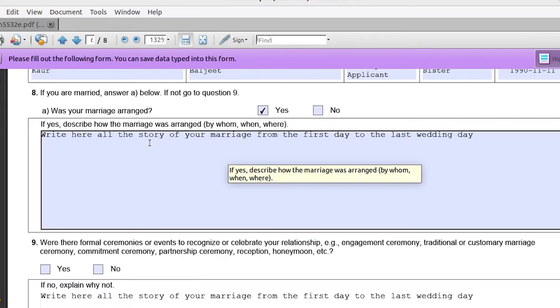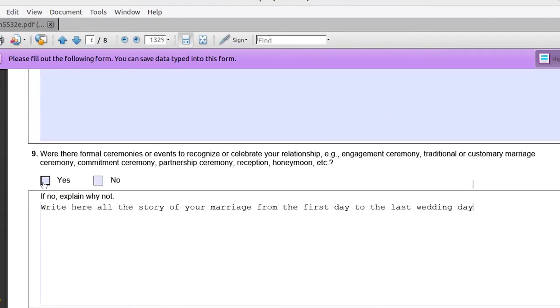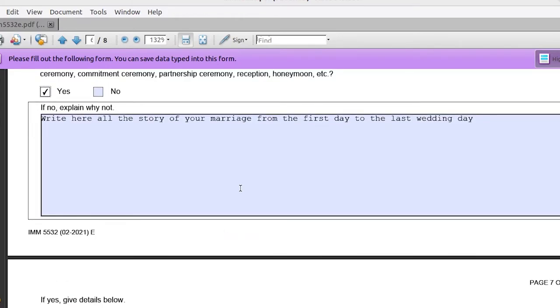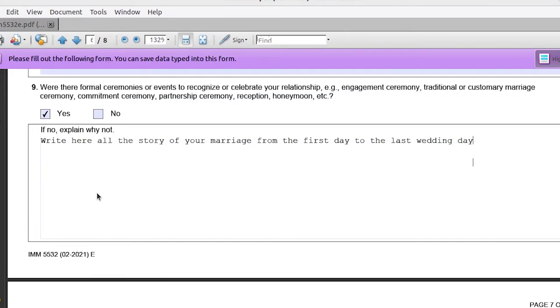So you need to add the brief information in question number 8 and the entire story in question number 9. Whatever the ceremonies, where they took place, what the date was, the place such as the particular palace or banquet hall, and the honeymoon details, where you went for your honeymoon. All the information should go in question number 9. So you need to click on yes, then enter the entire story in this section.